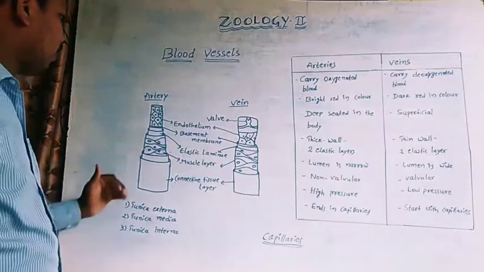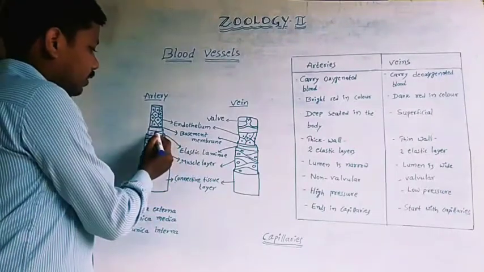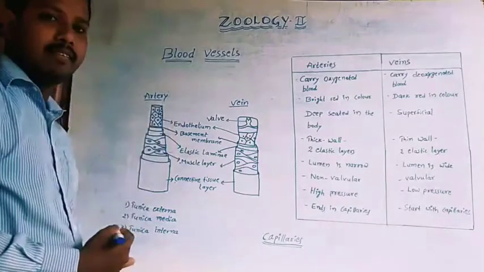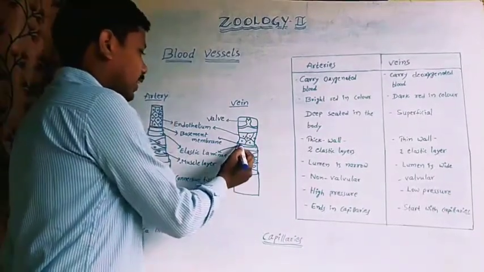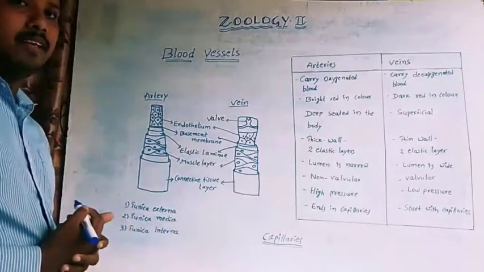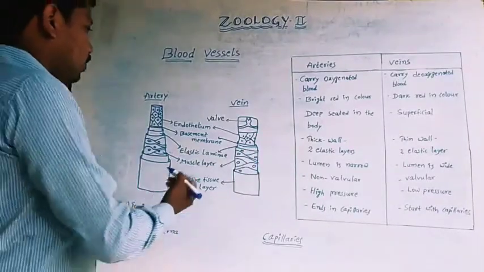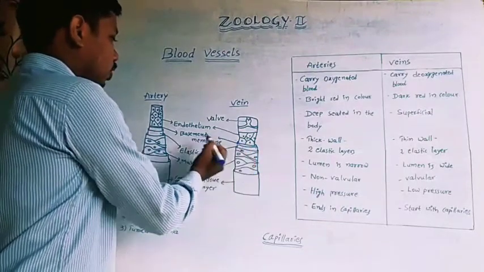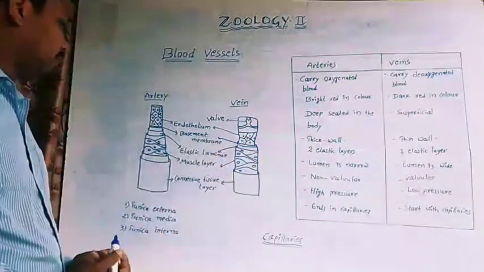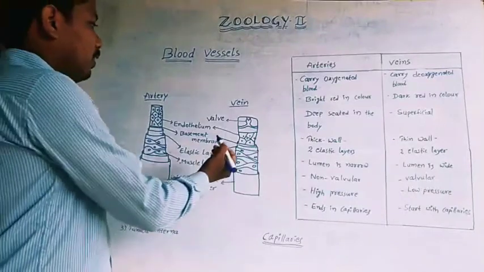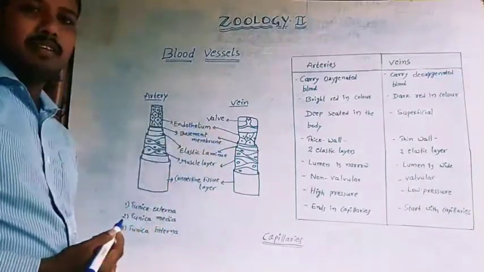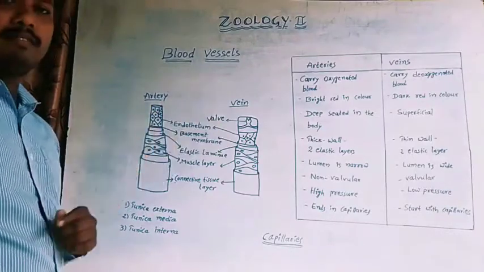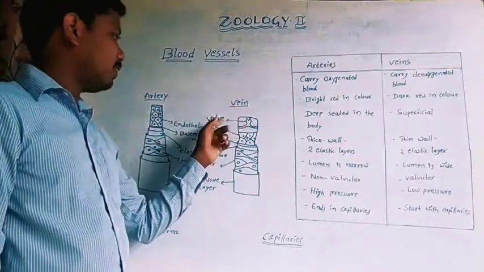So here we can observe that elastic laminae are two in arteries, but in veins only one elastic lamina is there. The endothelium's basement is called the basement membrane. Here arteries do not contain valves, but veins contain valves.